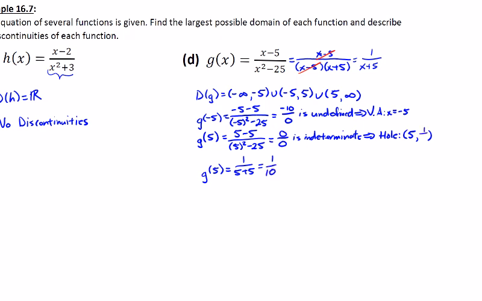So it is possible to calculate the y value, but it's not a y value to represent a point, it's the y value to help represent a hole, which is one of our types of discontinuity. So this particular function has two discontinuities. One is a vertical asymptote and the other is a hole.